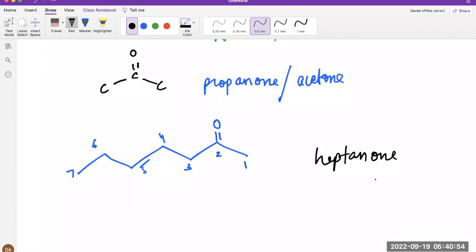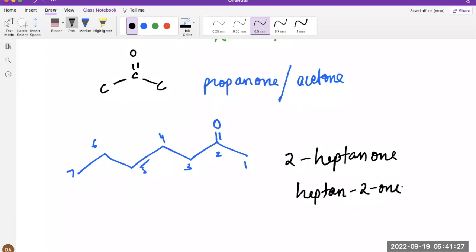Now, since this double bond O could have been sitting on the 3rd or 4th carbon, we need to tell where that ketone double bond O is. That was not the case with the aldehydes, because aldehydes were always at the end. But for ketones, we do need to tell where the double bond is. So in this case, it's sitting on carbon number 2. So we say 2-heptanone. You could have also called it heptane-2-one, and that's also totally fine.